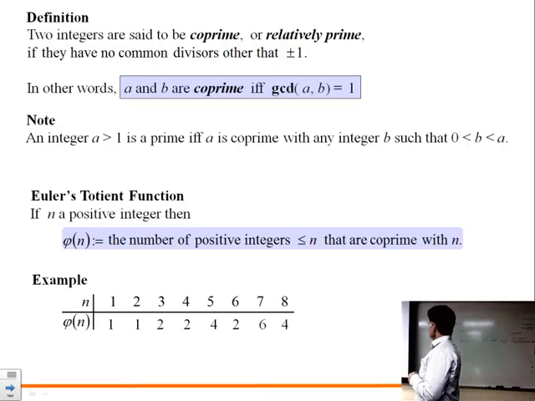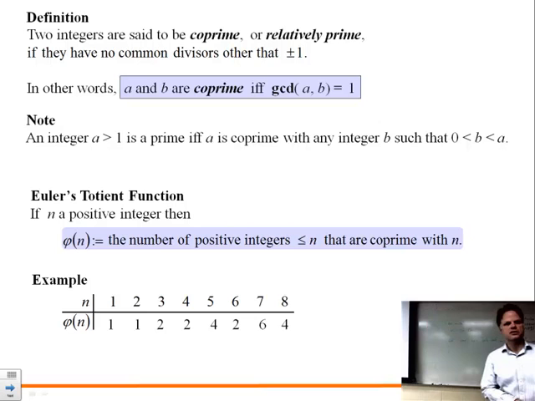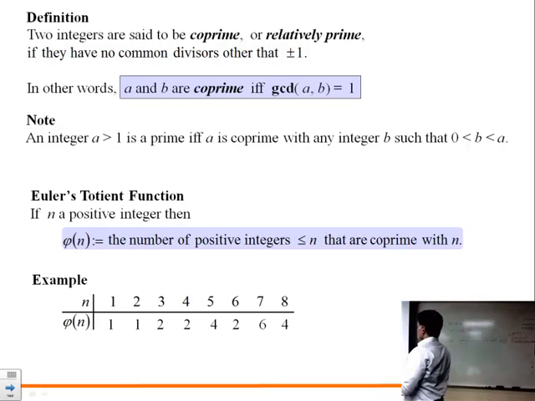For reasons which will appear later, we are interested in counting how many B's there are between 1 and A that are coprime with A, for general A. So A may not necessarily be prime. This function has a name. It's called Euler's Totient function. If n is any positive integer, then phi of n is the number of positive integers up to n that are coprime with n.